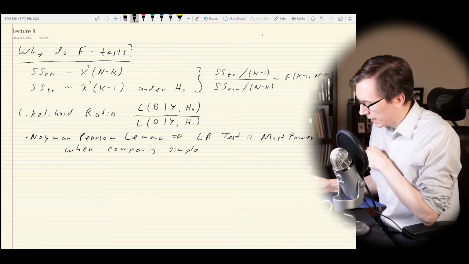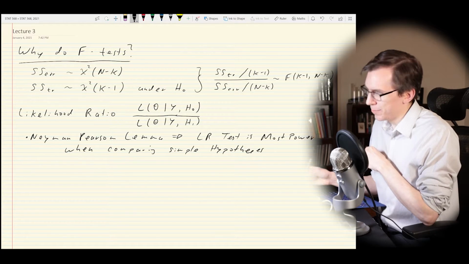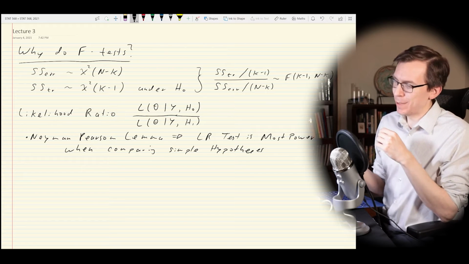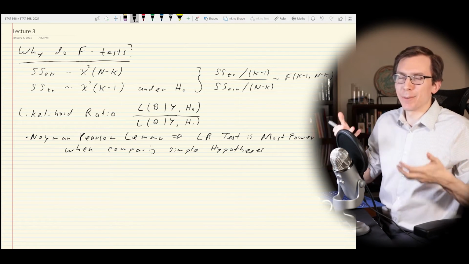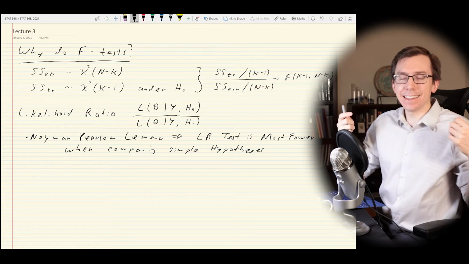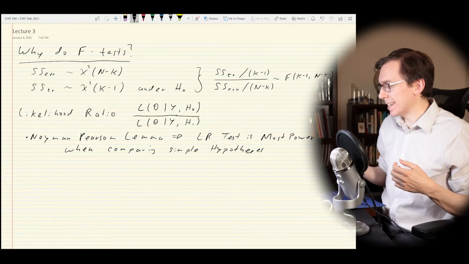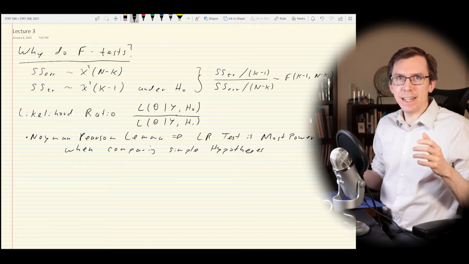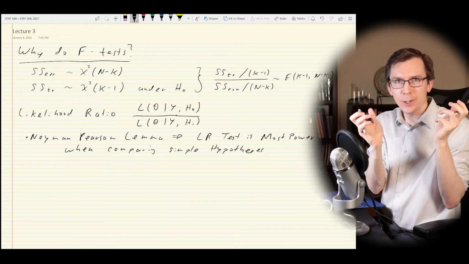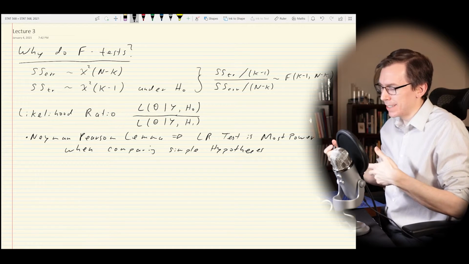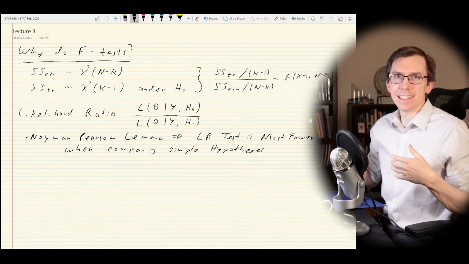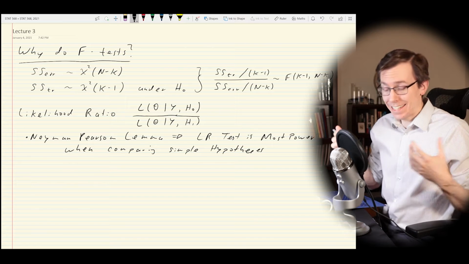Simple hypotheses, which are point hypotheses. That would be like saying the mean is 1 or the mean is 2, and I want to compare that. That's not the case that we're in. We're asking questions like the mean of A is equal to the mean of B, or they're different. So those are not simple hypotheses, but you can still extend this idea to that setting.